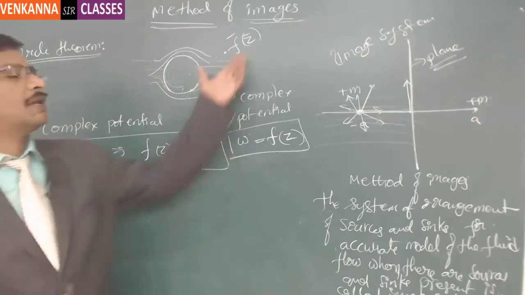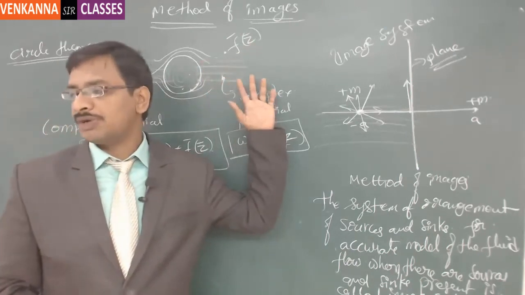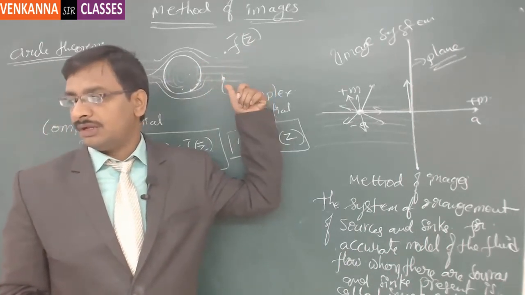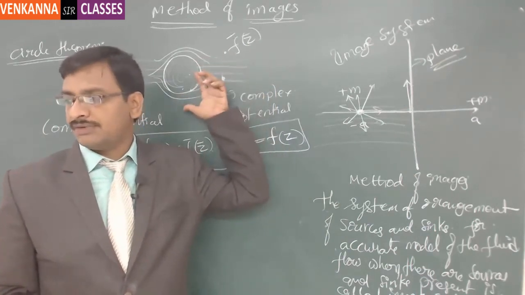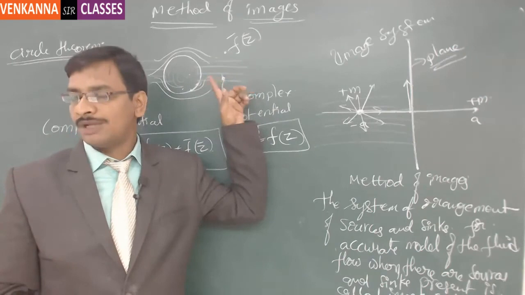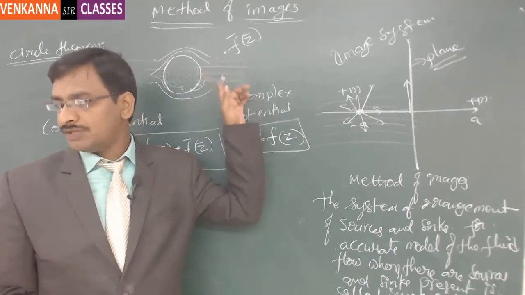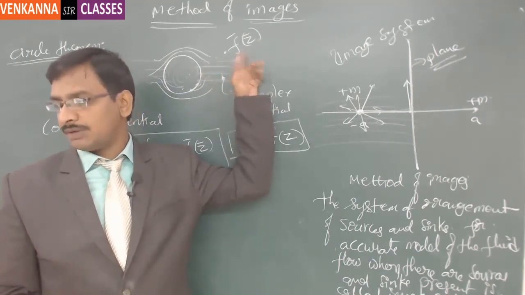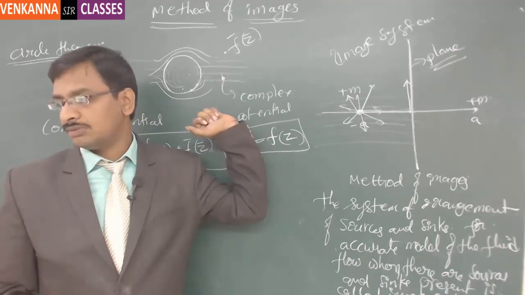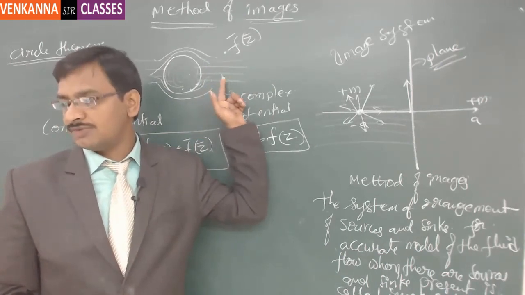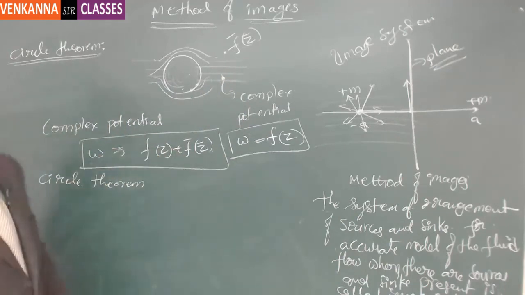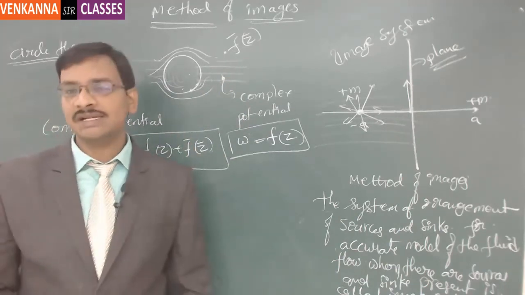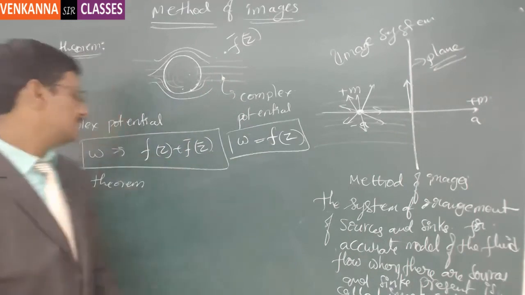Not inside. So let us say you take the complex potential at any point. Earlier it was f of z. Now I have introduced the cylinder. Now at that place, the complex potential will become f of z plus f bar of z bar. Got it or not? f of z plus f bar of z bar. These two summed together give the total complex potential after the introduction of the cylinder, and this is what we call the circle theorem.